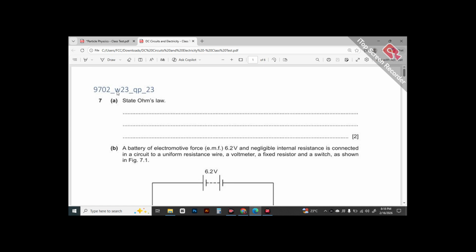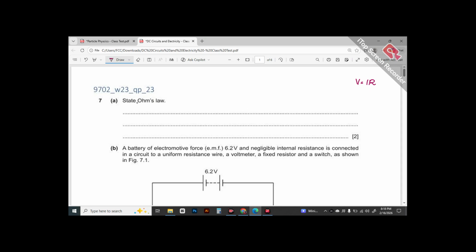In the very first question from October-November 23, they have asked you to state Ohm's law, and they've said state, right? But the very basic mistake I found in your test paper was you just quoted the equation V equals IR and said that Ohm's law says that voltage is the product of current and resistance. That is not an acceptable statement. You have to write a proper statement mentioning the condition, right?